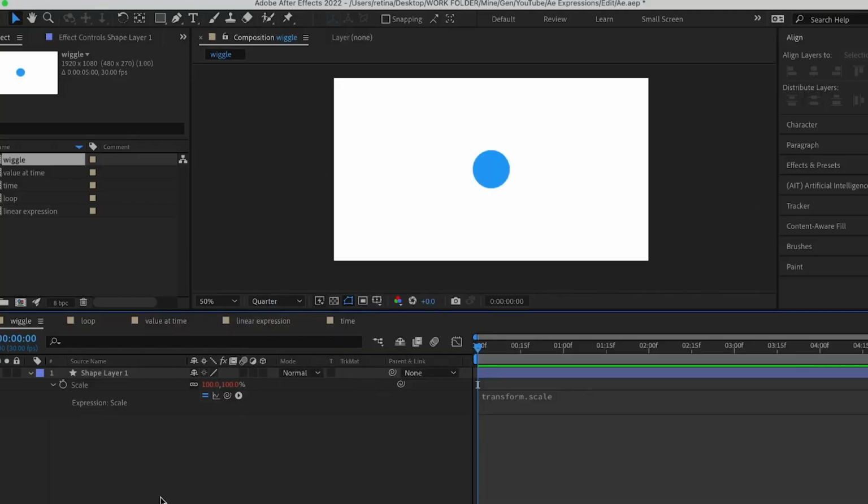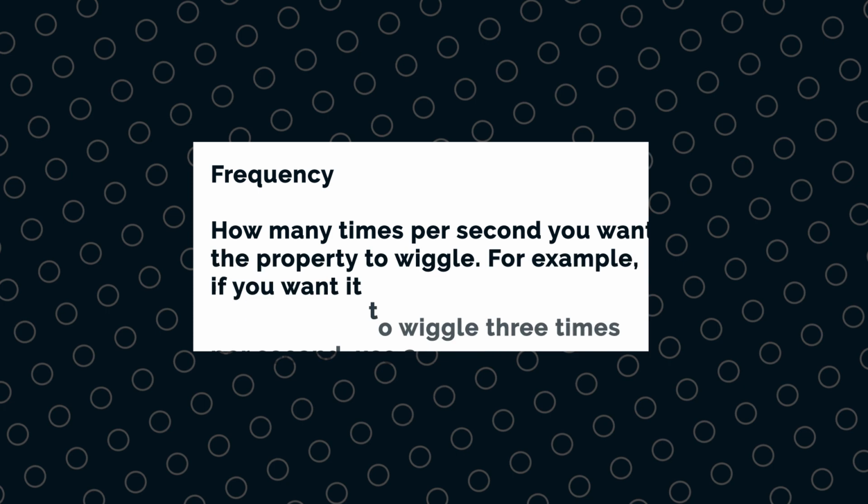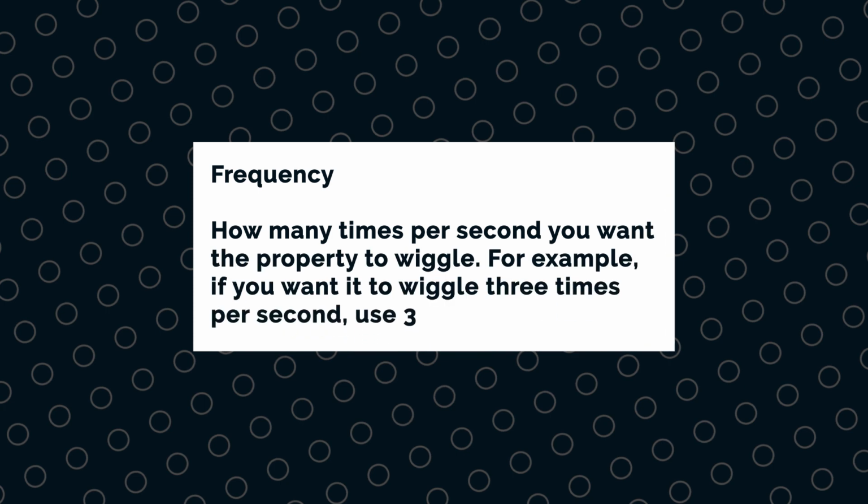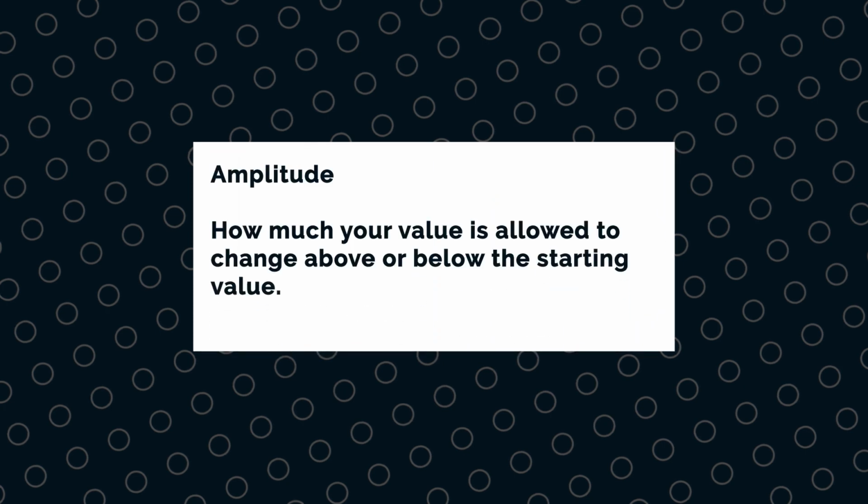So the first expression I'll now be talking about is the wiggle expression. So what's a wiggle expression? It just gives a shaky effect to the layer and it takes in 2 parameters, the first being the frequency and the second one being the amplitude. So what's the frequency? It just determines the number of times you want the effect to occur, and the amplitude determines the amount or the distance that you want it to occur.